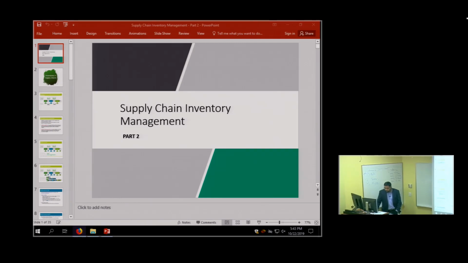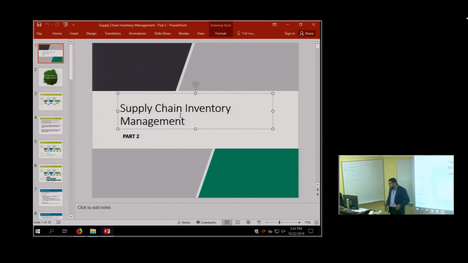Okay, so today we're going to build on part 1 of inventory management. We're going to cover 3 key ideas. Inventory management in a supply chain, which we just looked at 1 point of last time. Then we're going to talk about risk pooling, and then service level optimization. So just 3 main ideas.